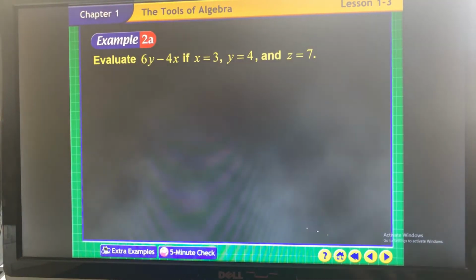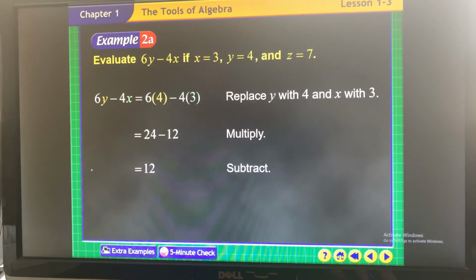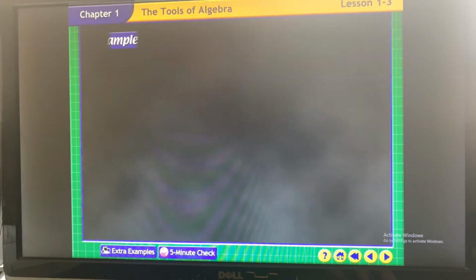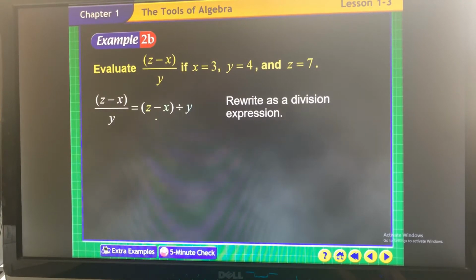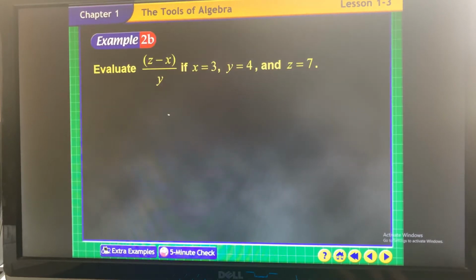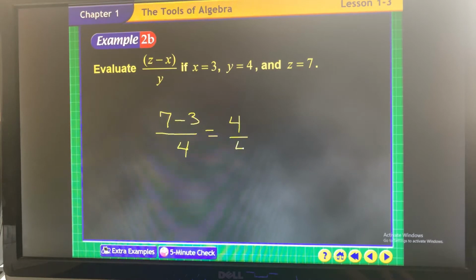I'll run through it real quick. They substitute it, they do it, we're done. This one is going to be z minus x divided by y. So you're going to substitute, no, they write it like that. I don't want to write it like that. Let's do 7 minus 3 divided by 4. So think about 7 minus 3 is 4, and 4 divided by 4 is 1. 1 and done.